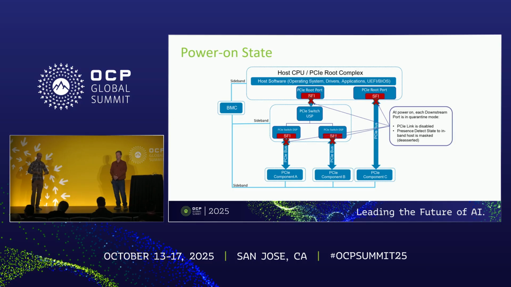And when you first power on the system, there's a way in eSFI where you can take all these PCI Express downstream ports, so the root ports or switch downstream ports, and you can have them come up in this quarantine mode by default. So when they're in this quarantine mode, the links are disabled, so no traffic can flow to or from the device, and the presence detect state to the in-band host is masked out so they don't see any device there. But the BMC can still see the devices via the sideband channel here.